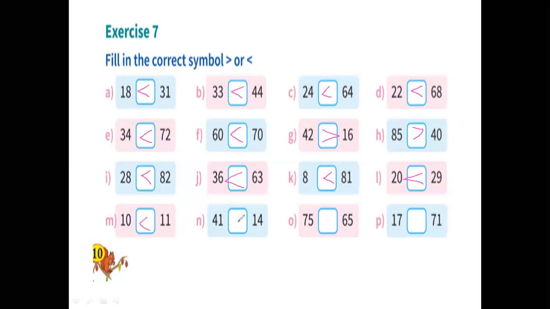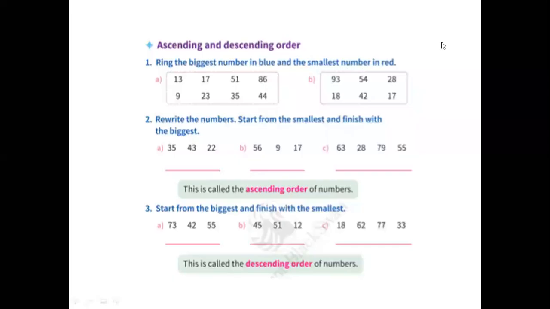Here see, 41 is greater or 14 is greater? 41 is greater. 75 is greater or 65 is greater? 75 is greater. 17 is greater or 71 is greater? 71 is greater. Okay. I hope you all understood this. See here. Now we will see ascending and descending order.